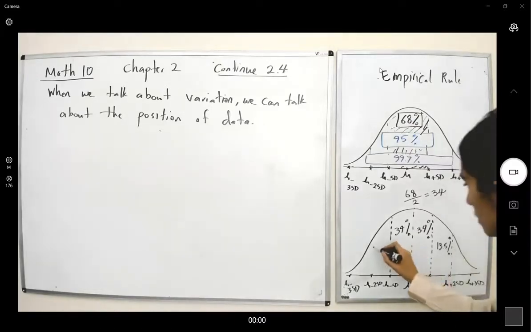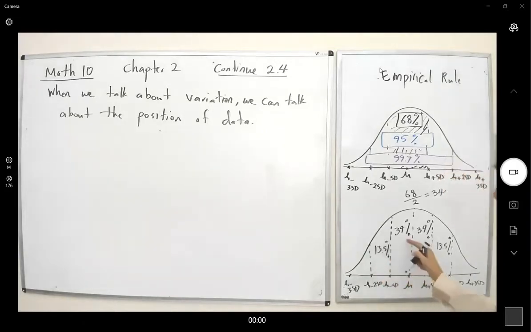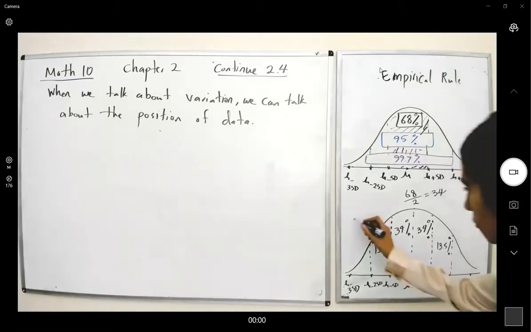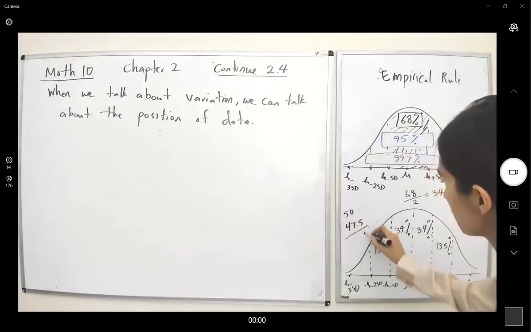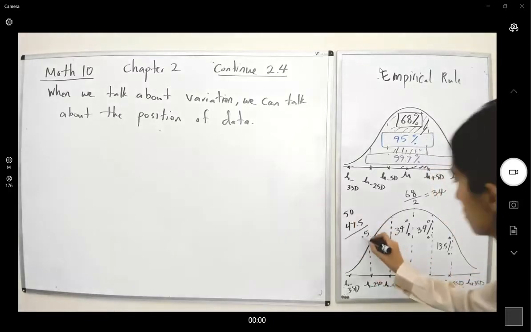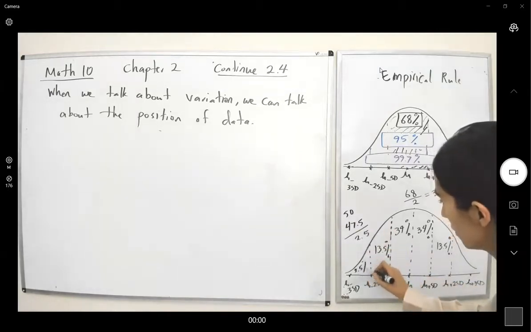13.5%, 13.5%, and if you add all of these portions together, it must add up to 50. So if you add these two, we get 47.5, and you have 50%. So you get 2.5% on each side.